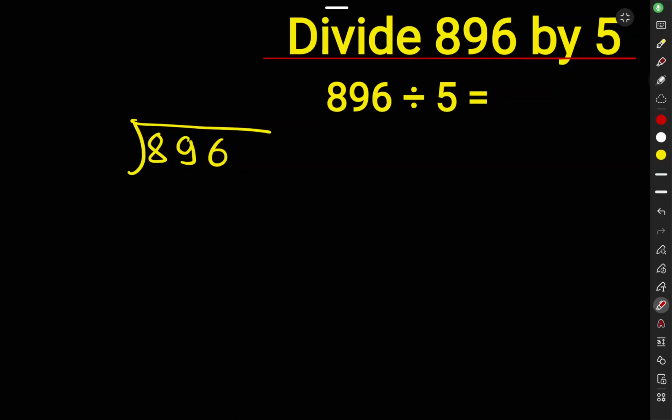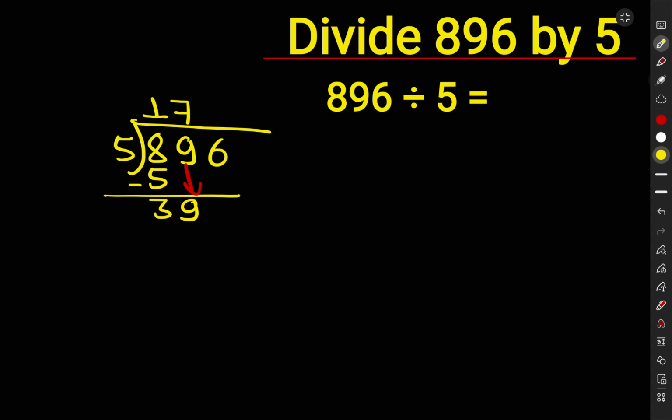We divide 896 by 5 in long division method. 5 times 1 is 5. On subtracting we get 3. So now we put down this 9 and it is 39.